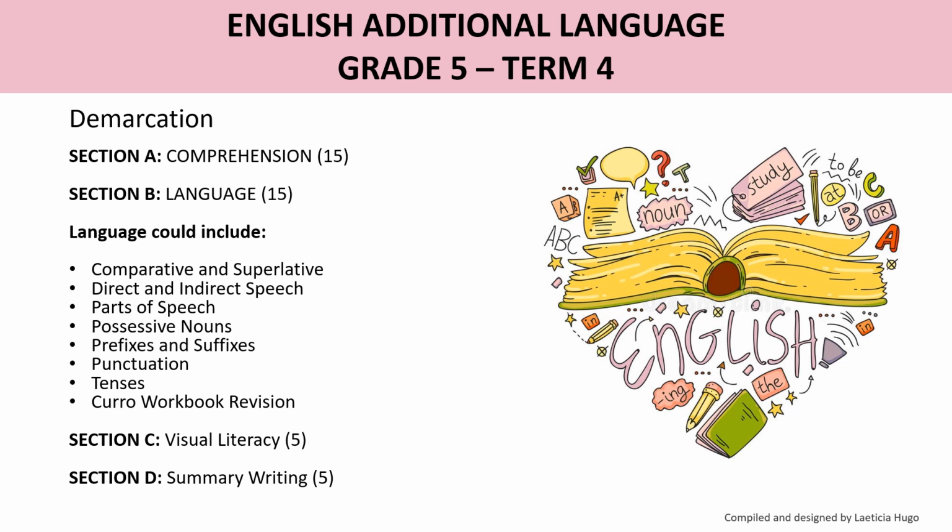And language could include comparative and superlative, direct and indirect speech, parts of speech, possessive nouns, prefixes and suffixes, punctuation, tenses, and some Curo workbook revision. Then in Section C, it will be a visual literacy example, and Section D will be summary writing. Section C and D are both for 5 marks each.